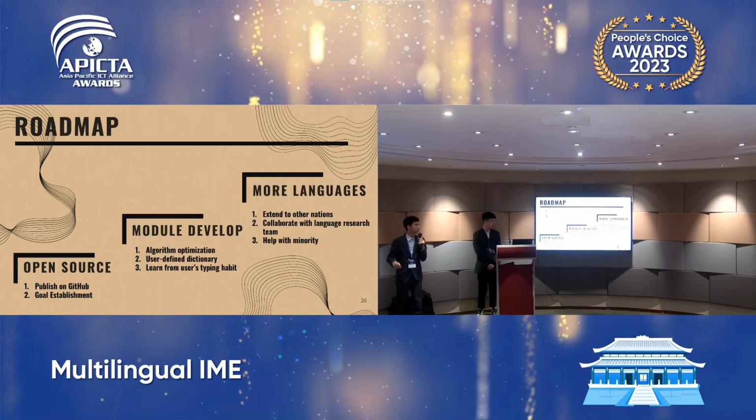About our roadmap, in the short term, we want to make it open source, and it is already published on GitHub, so we can establish some goals and get a lot of talented programmers to help us with our project. About some small modules that we want to develop, we have optimized our algorithm, but we also want users to define their own dictionary, and we can learn from users' typing habits. About supporting more languages, because our goal is to make a multilingual IME, we want to support as many languages as possible, which means we will need a lot of data sets and data about the words and their rules in each language. So we will need to collaborate with some language research teams.